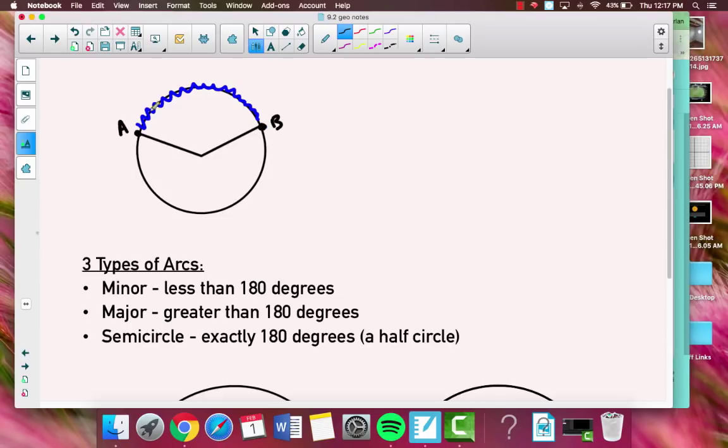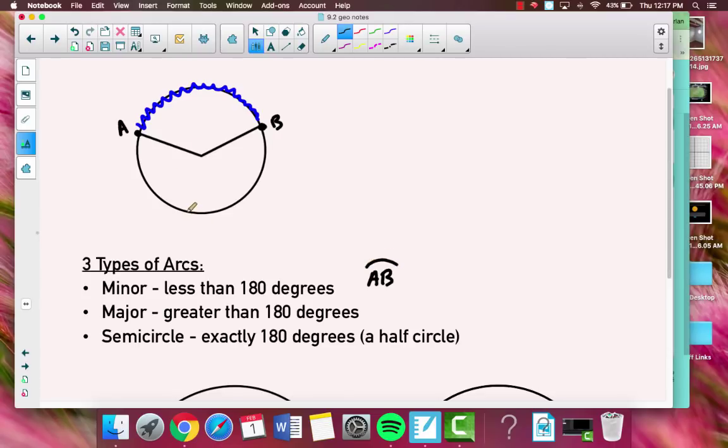So for example, this particular arc that I had drawn up at the top would be considered a minor arc because it's less than half. Okay, so it's less than 180. To name it, I would call that arc, and then I put the letters A, B. Notice I have this little arc symbol that goes across the top.